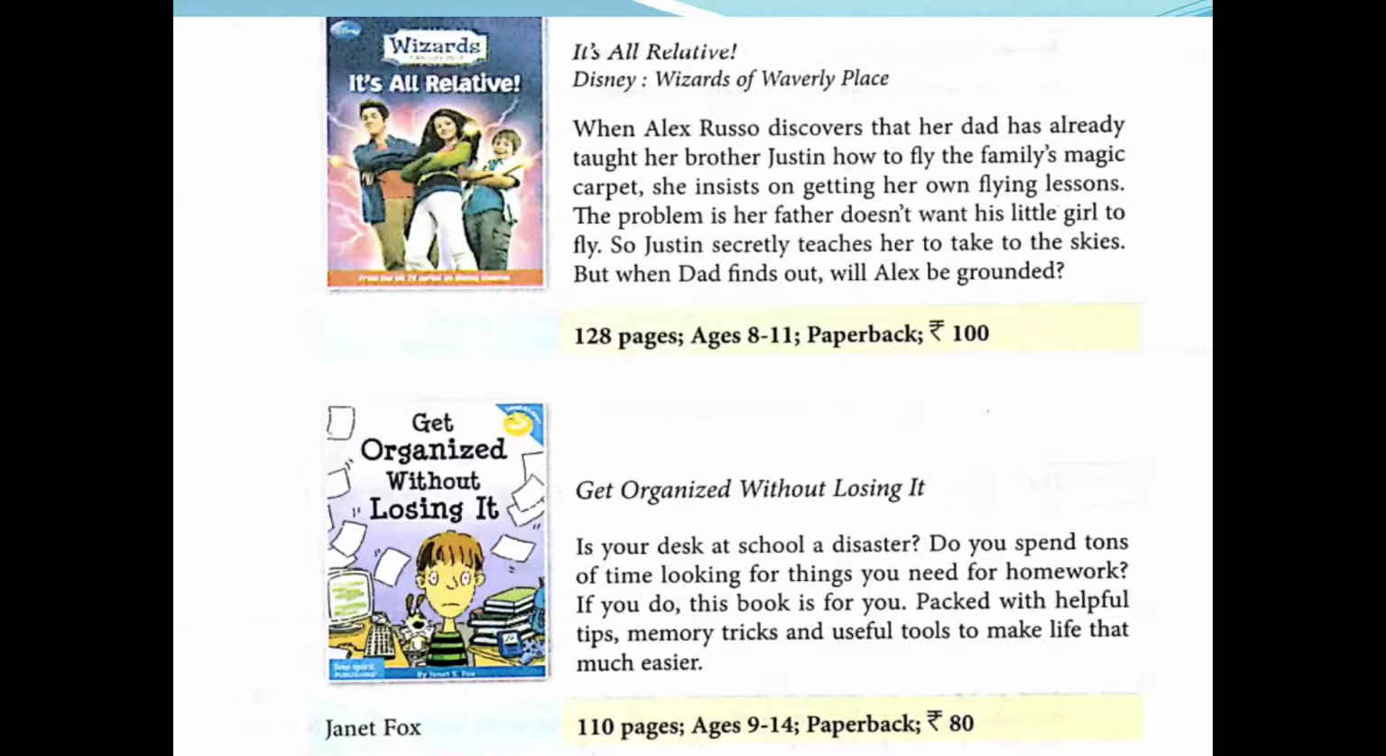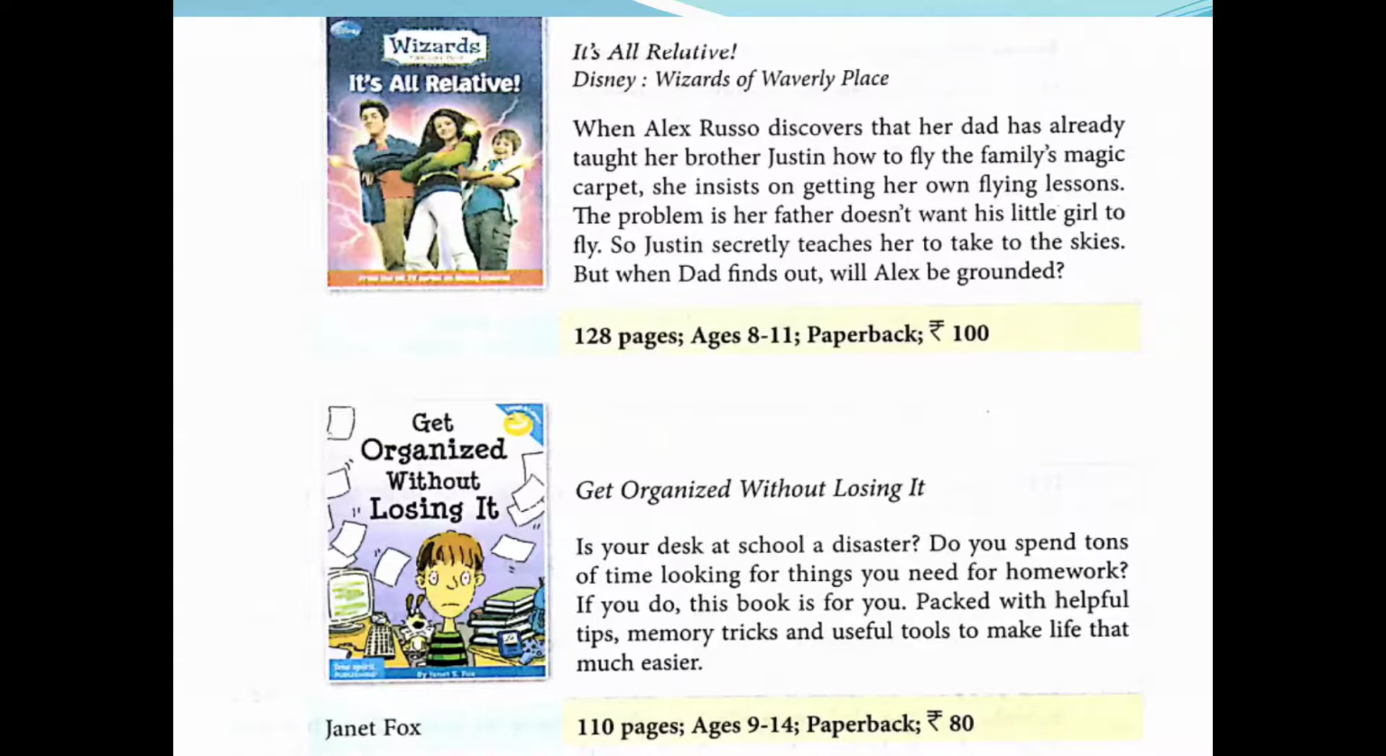Next is Get Organized Without Losing It. This is a book all about organizing your study table. Is your desk at school a disaster? Do you spend tons of time looking for things you need for homework? If you do, this book is for you.